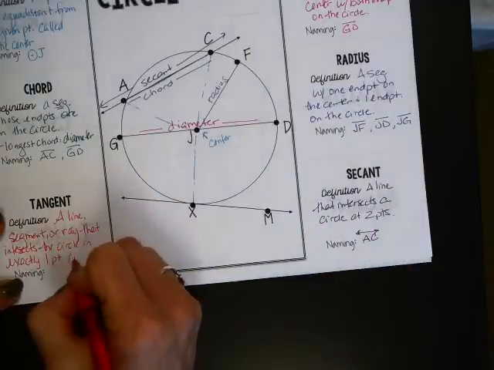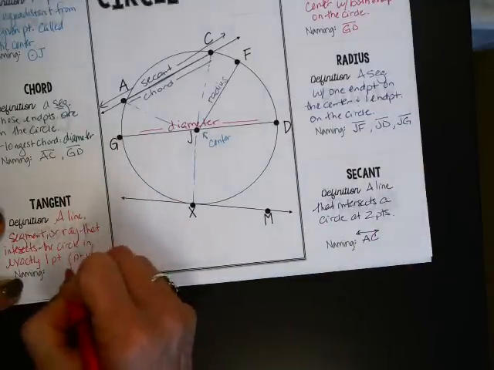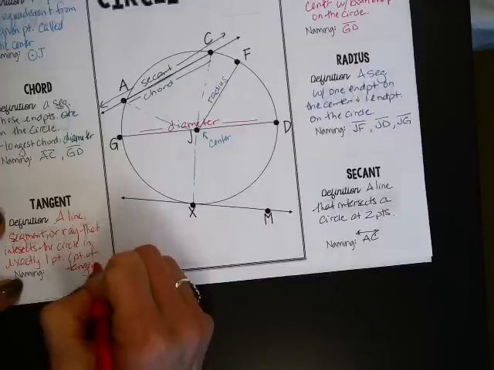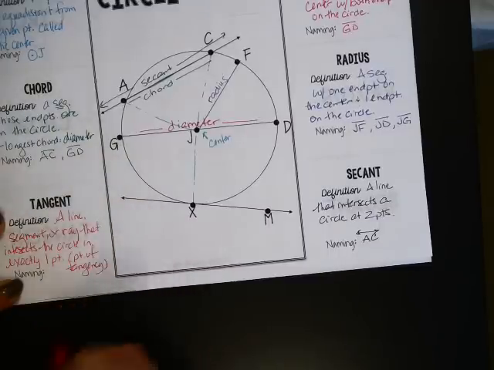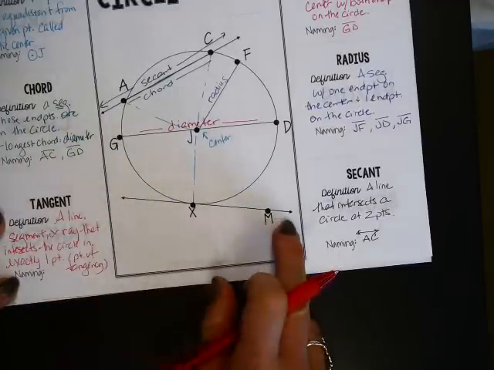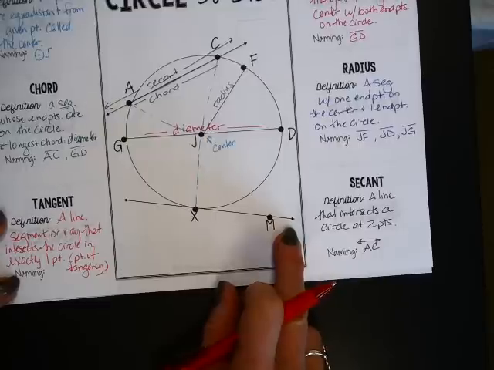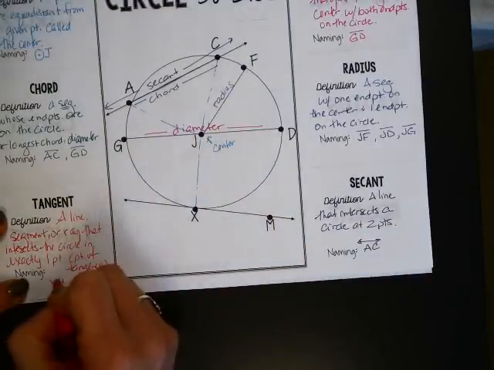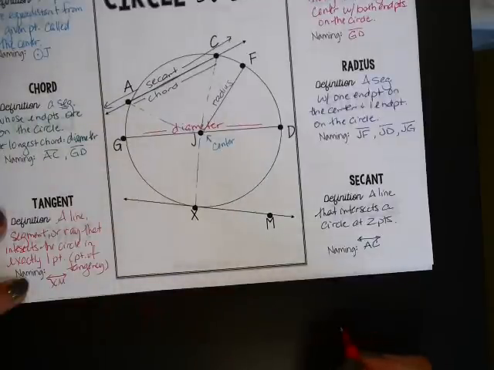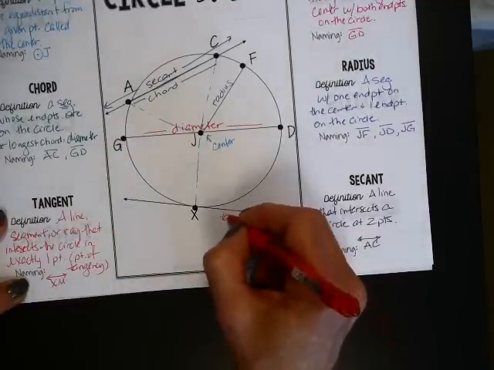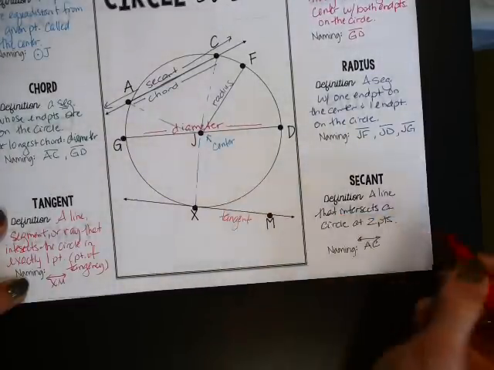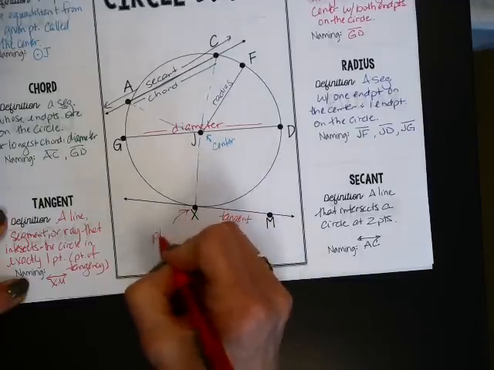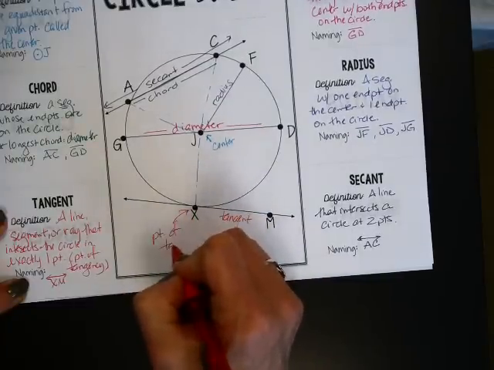That point is called the point of tangency. So if you look right here is our tangent line. You would label it, it's a line, well this particular one's a line, so it will be line XM. It is our tangent. And point X is the point of tangency.